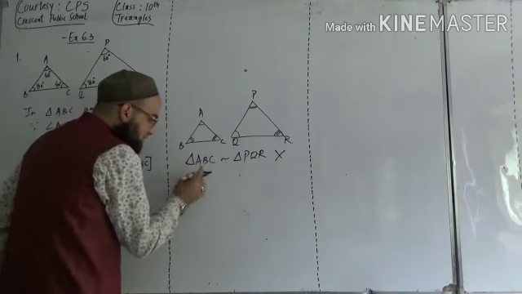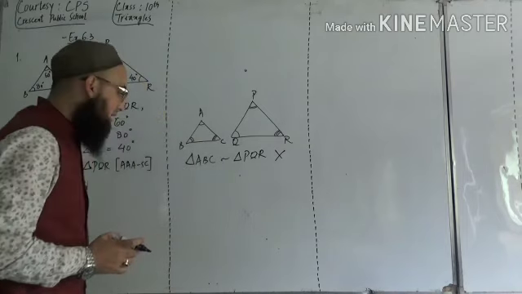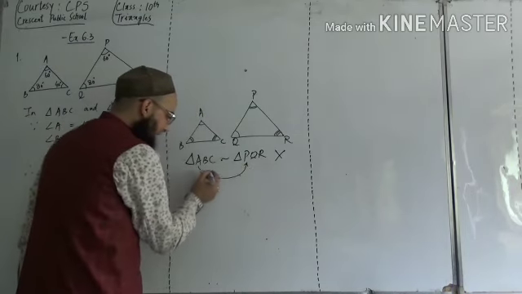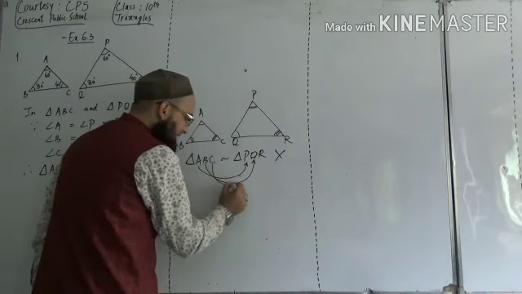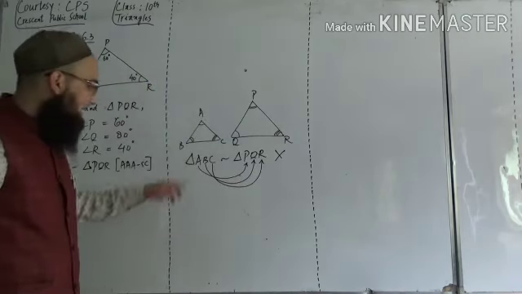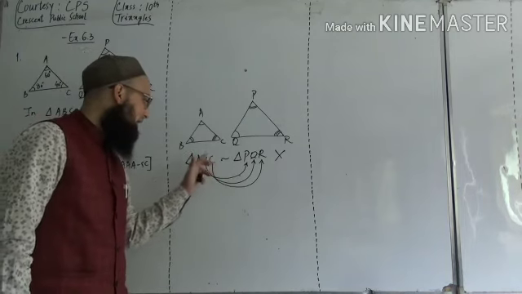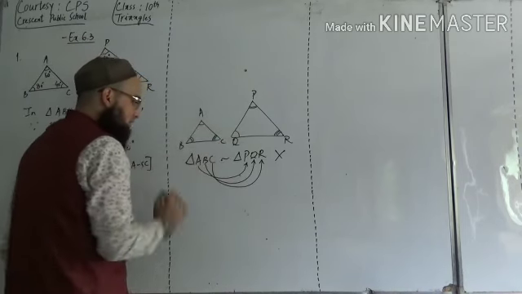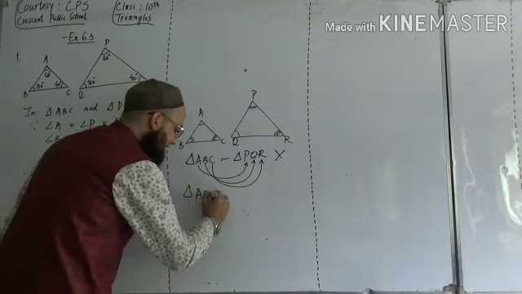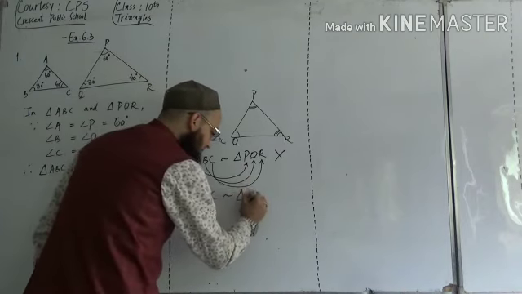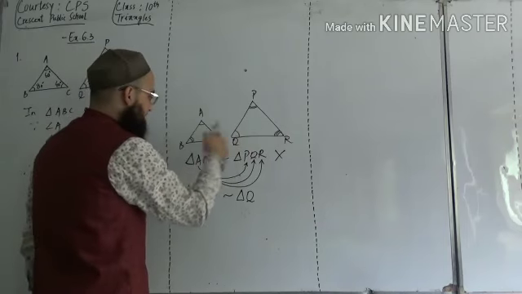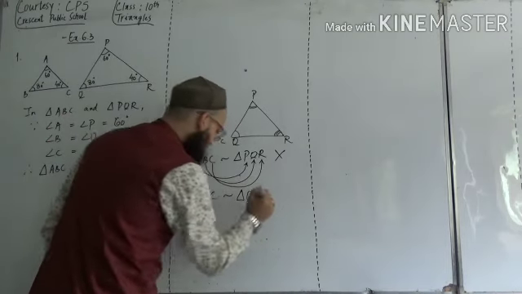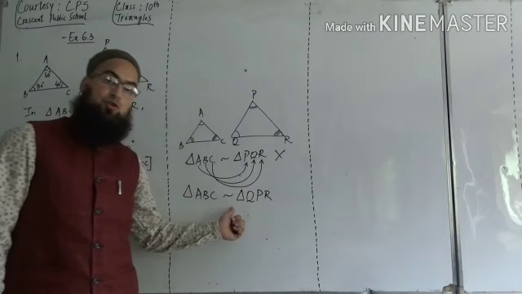Why? Because if you say triangle ABC is similar to triangle PQR, that means corresponding angles are equal: angle A corresponds to P, angle B corresponds to Q, angle C corresponds to R. Had it been the case, then A would have been equal to P, B equal to Q, and C equal to R. But here A is equal to Q, B is equal to P, and C is equal to R. Hence triangle ABC is similar to triangle QPR.